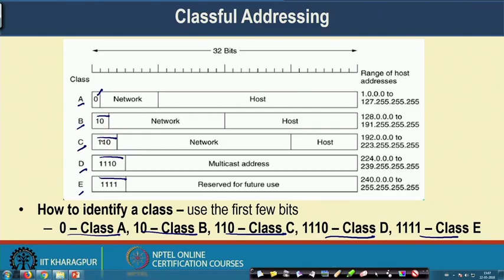If the second bit is 1, then you look into the third bit. If the third bit is 0, then it is a class C IP address. If the third bit is 1, then you look into the fourth bit. If the fourth bit is 0, then it is a class D IP address. If the fourth bit is 1, then it is a class E IP address.